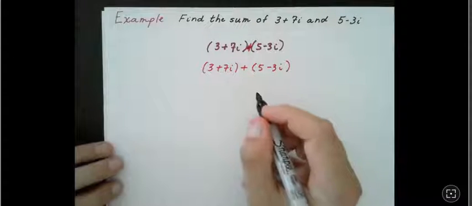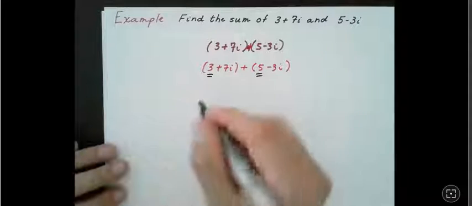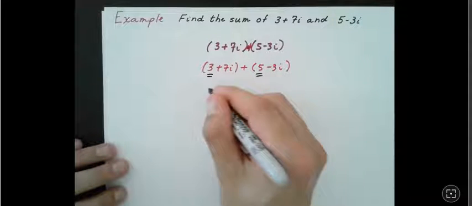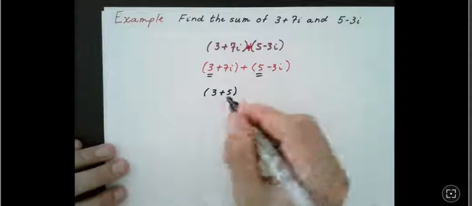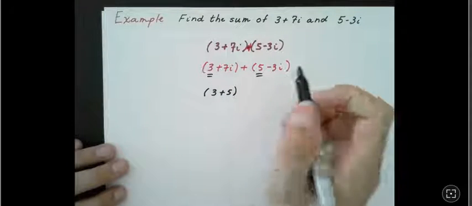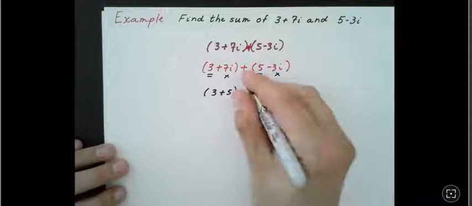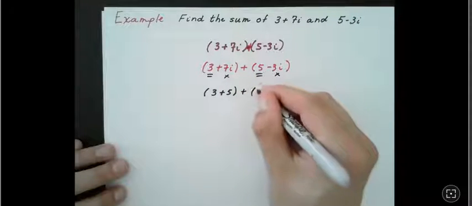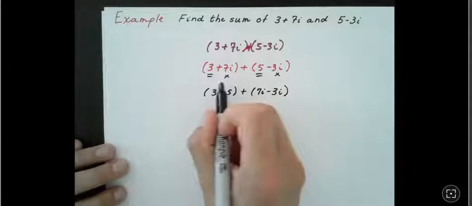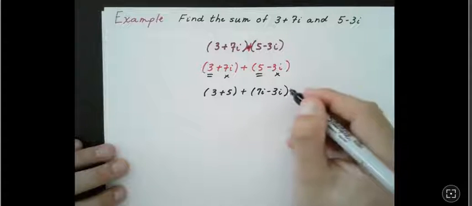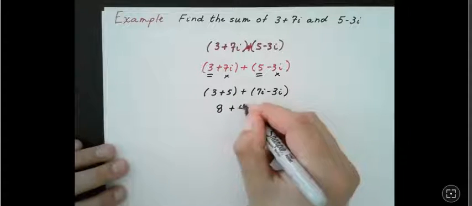So now I'm going to put the real terms together and the complex terms together. The real terms, I can combine like terms. I can say 3 plus 5. Again, parentheses not needed, but I'm just doing that for visualization. And then notice how we have 7i and minus 3i. So I'm going to do plus 7i minus 3i. Okay, I did the lines and the x's for like terms. So I have 8 plus 4i.